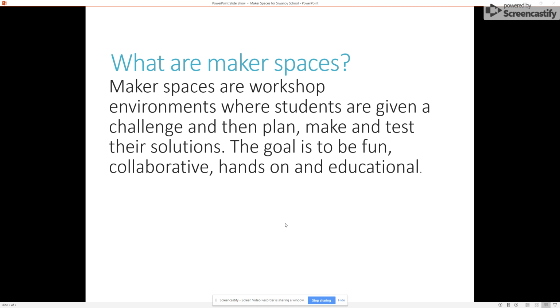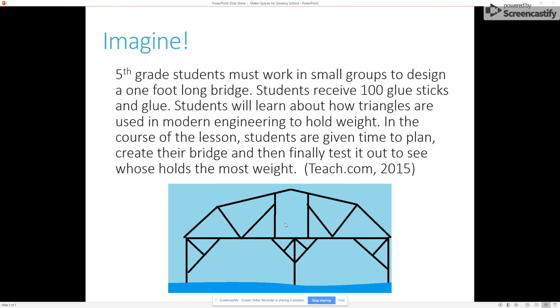So what are makerspaces? Makerspaces are workshop-like environments where students are given a challenge and then they plan, make, and test their solutions. The goal in the end is to be fun, collaborative, hands-on, and educational. But through the process, students are learning a lot more. So I'd like you to envision if we were to make this a class space. Here's how to get students started.